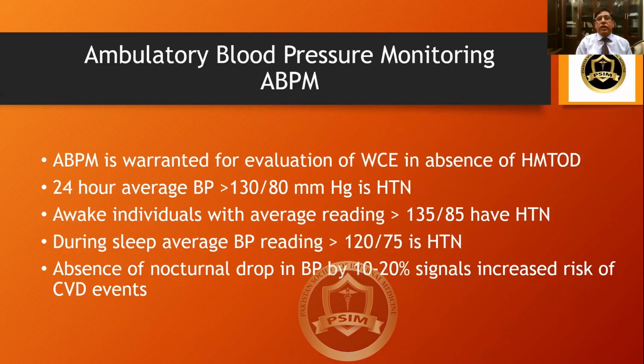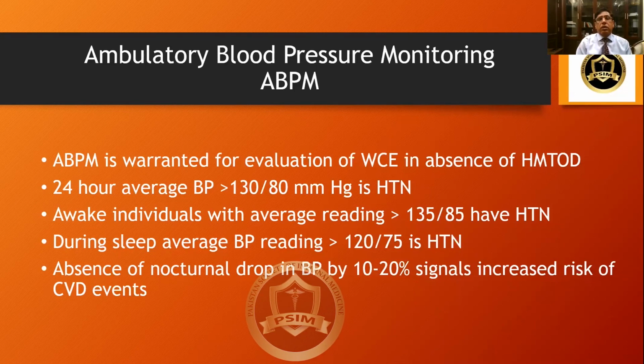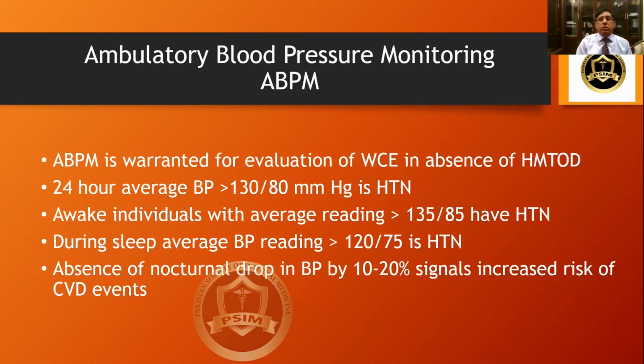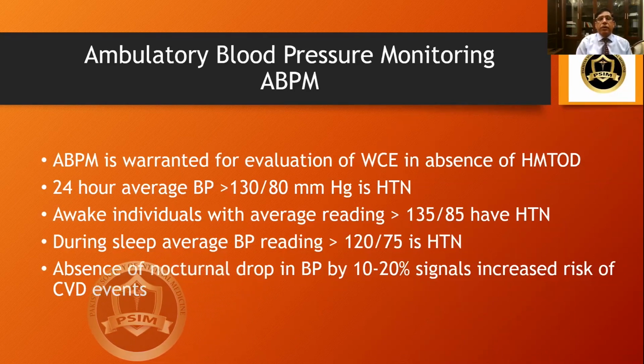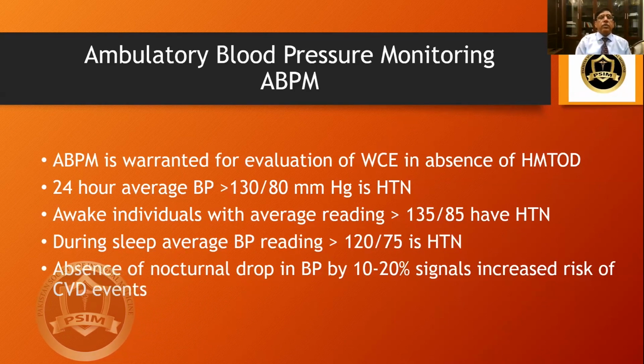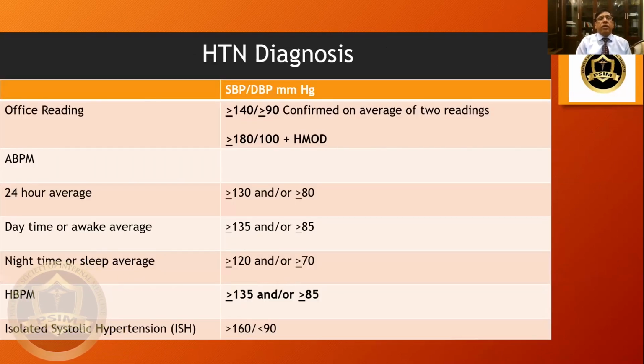Now you can understand why there is a lot of emphasis on out of office recordings and readings of blood pressure to make a diagnosis. So in summary, the hypertension diagnosis would be made in the office in one visit if it is 180 over 100 on a single visit and there is evidence of hypertension mediated organ damage, which would be talked about by Dr. Somya in probably the next presentation. But any reading of 140 over 90 on first reading, which is confirmed on two subsequent readings, is hypertension.